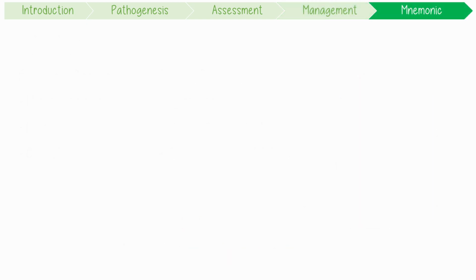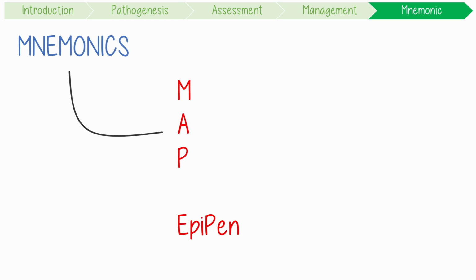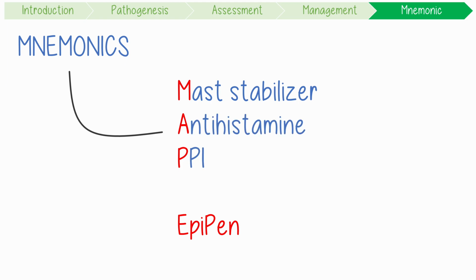Let's summarize its management with a quick mnemonic. All patients should be given a MAP to an EpiPen: mast cell stabilizer, antihistamine, PPI, and an EpiPen.